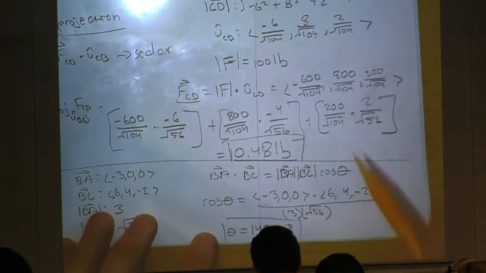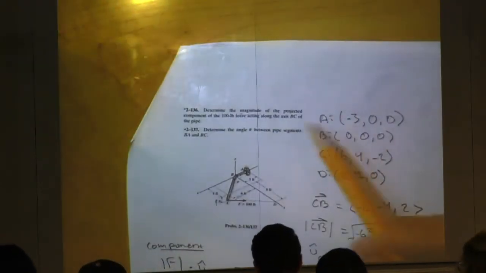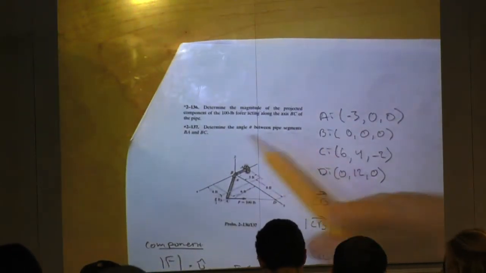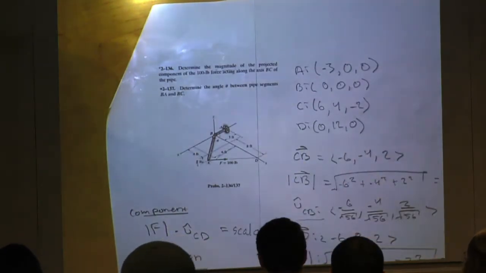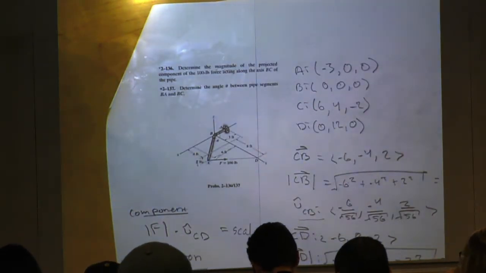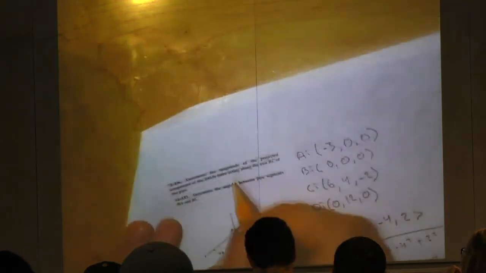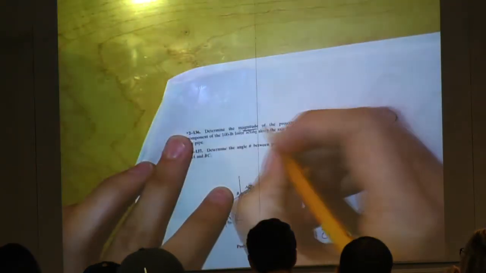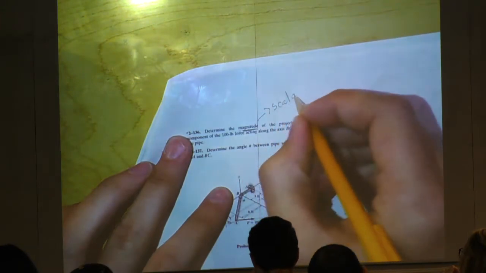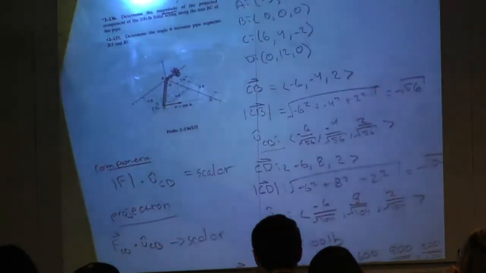All right, so there are my two answers. Like I said before, magnitude of the projected component, and then determine the angle between them. Whenever you see angle between two vectors, you're going to want to use dot product. And if it asks you for magnitude, you know that means scalar, right? Magnitude, scalar. So if you end up with a vector, you did something wrong. All right, so let's move on to the next problem.